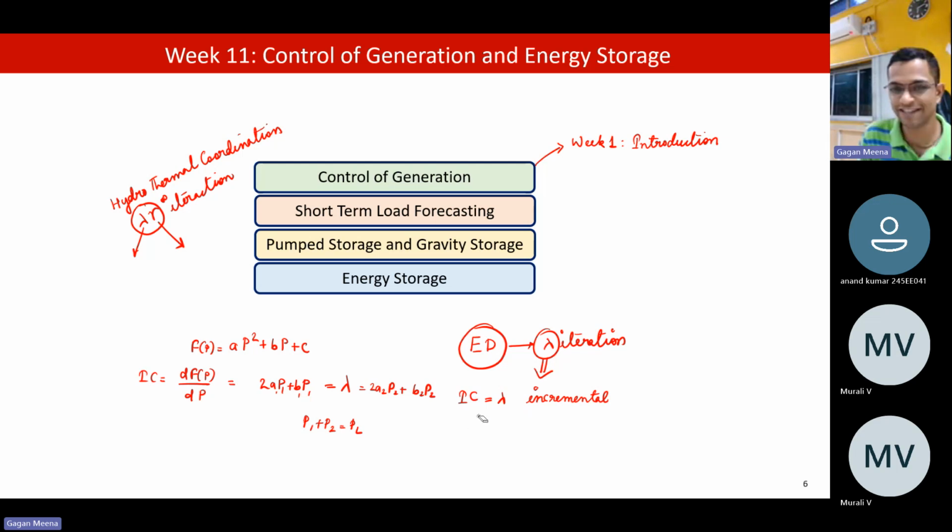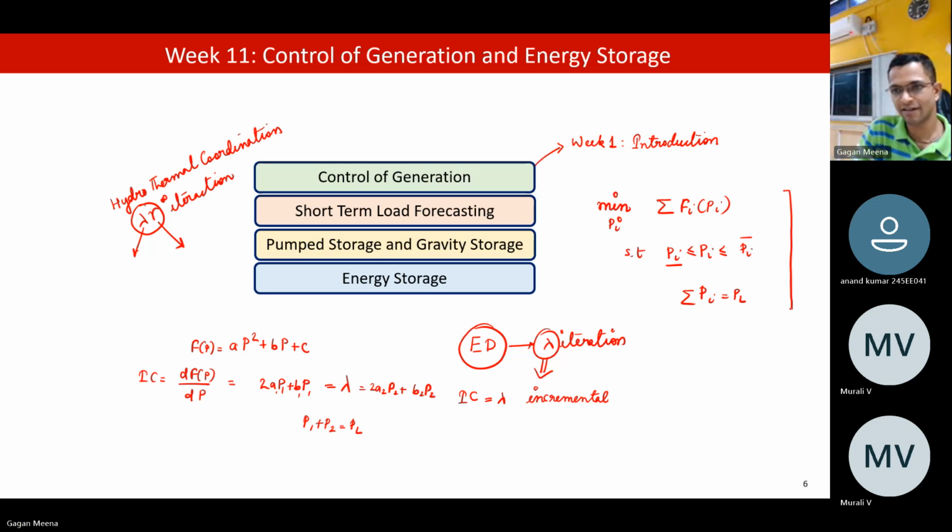But what is lambda? That is the question. Our problem, if we take economic dispatch, is to minimize the operational cost, subject to the power balance constraint, neglecting the losses. Now, can you recall what lambda is with respect to this problem? Where does lambda come up?